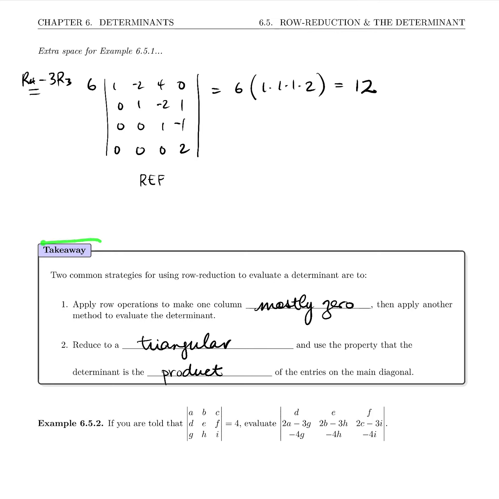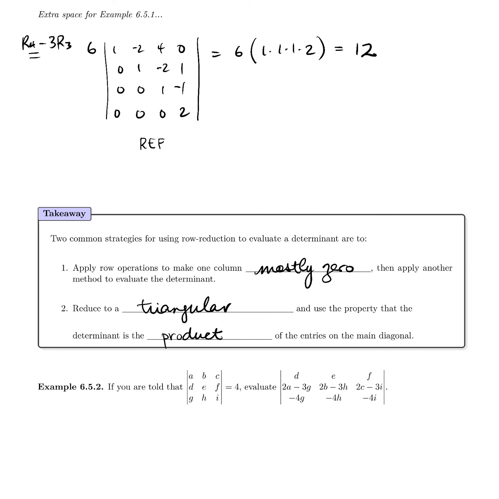So those are two strategies to make the determinant calculation a little bit quicker by first doing a little preamble with row reduction. In the next video, we'll see an example where we have a determinant with a known value that we have to use row reduction to evaluate another crazy looking determinant in terms of the first one.